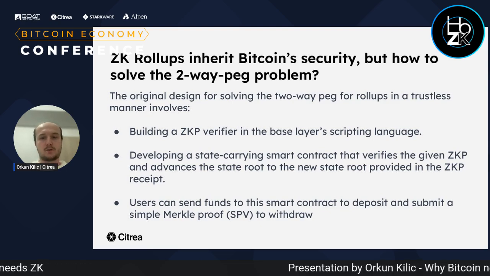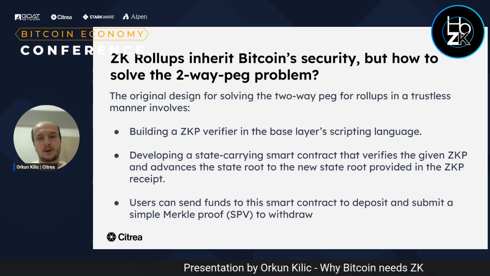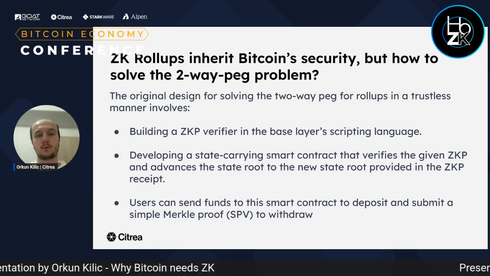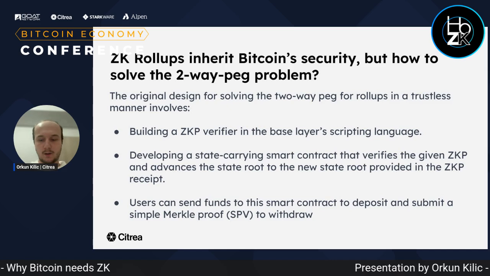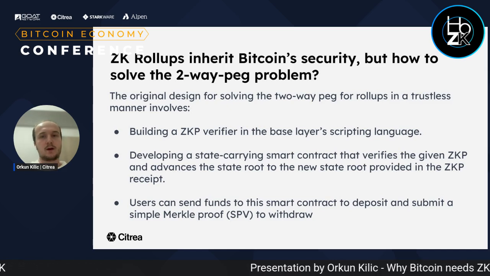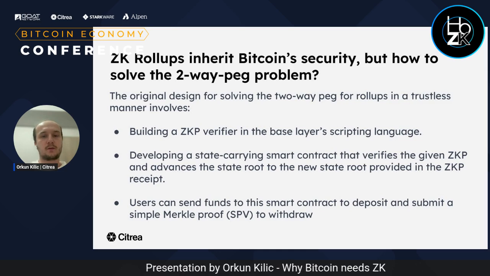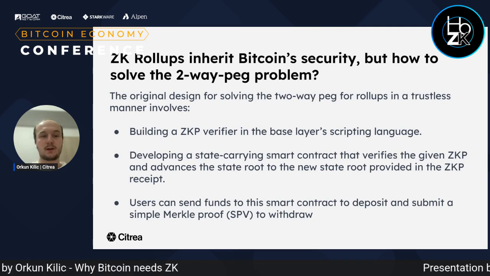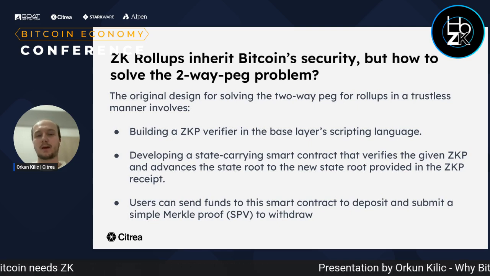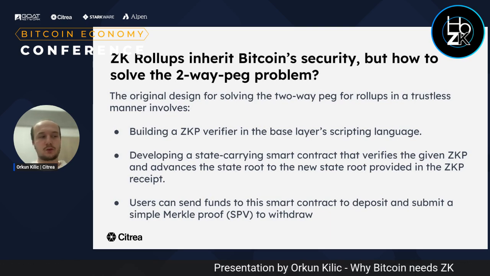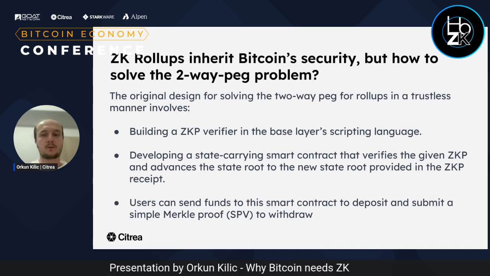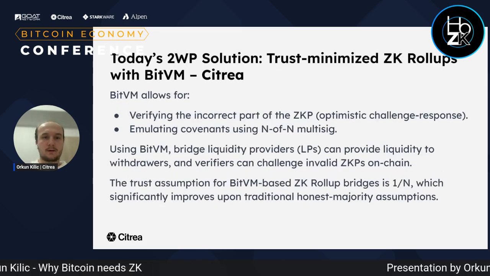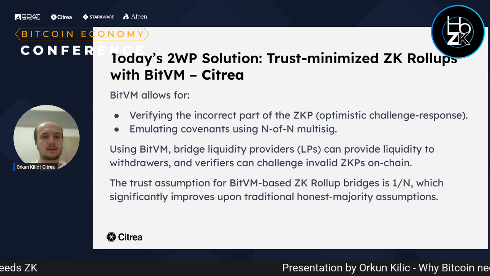The main thing about rollups is that they were initially designed on Ethereum to build a trustless bridge between the base layer and these new blockchains. There are a couple of things that a developer does while building a ZK rollup. First, you build a ZK verifier in the base layer scripting language, and then you have a state-carrying smart contract that can verify the ZK proof and move the next state root. You should also have a withdraw function, where people can move their funds back to the L1. And today, how we do it on Bitcoin is BitVM.